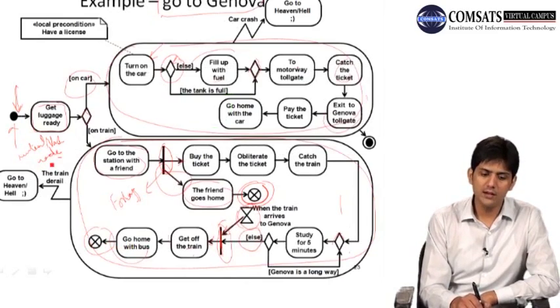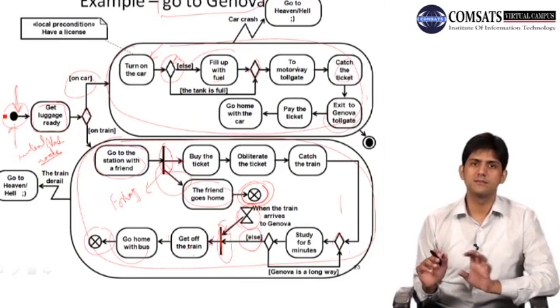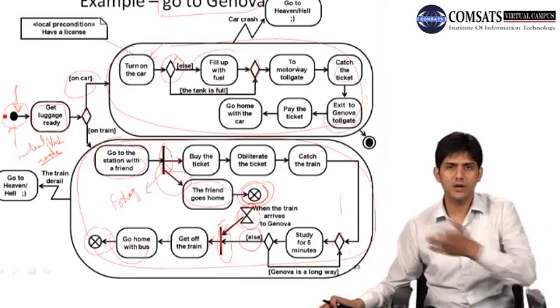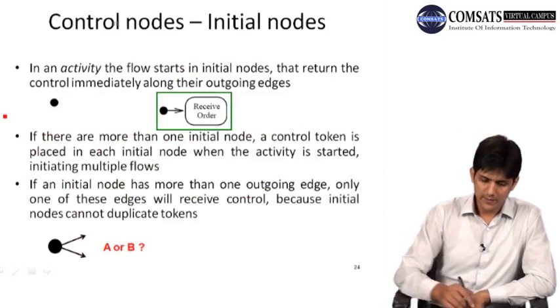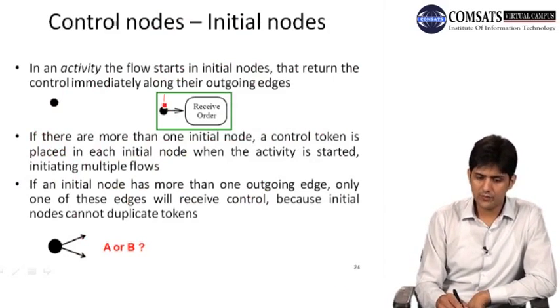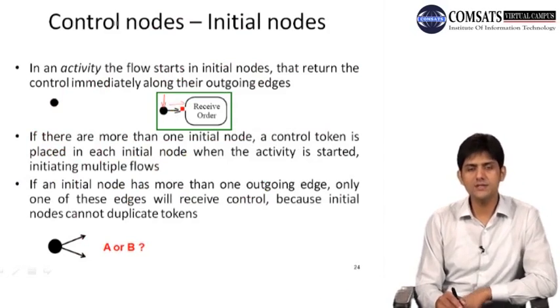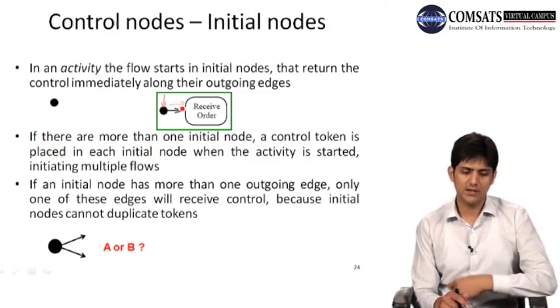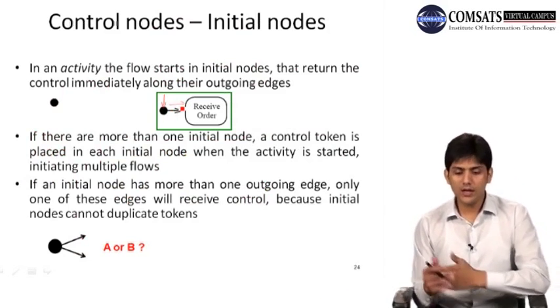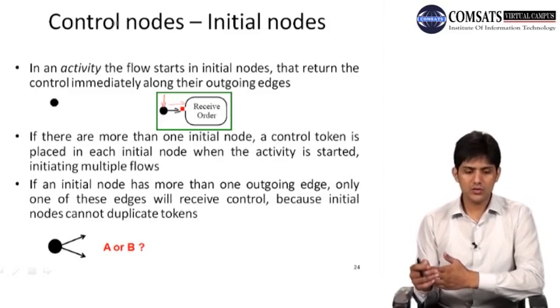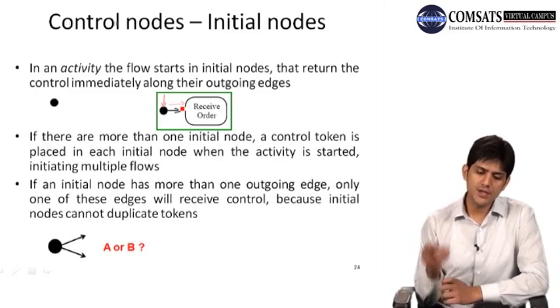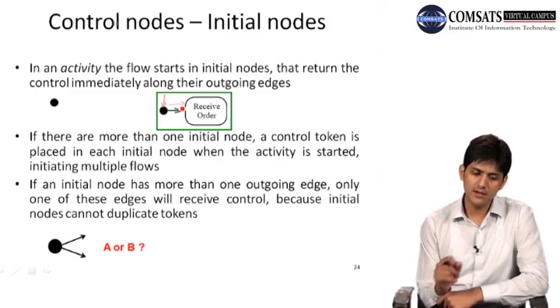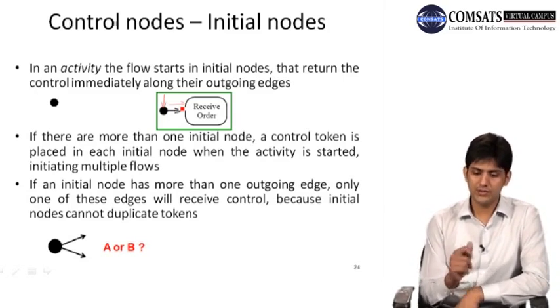कंट्रोल नोड इसे क्यों कह रहे हैं, क्योंकि ये कंट्रोल सिर्फ पास करती है, ठीक है, it is passing the control to the outgoing edges, okay. So in this case, what this will do, this will just pass the control to this receive order action or receive order activity. Now if there are more than one initial nodes, a control token is placed in each initial node when the activity is started, initiating multiple flows, okay.